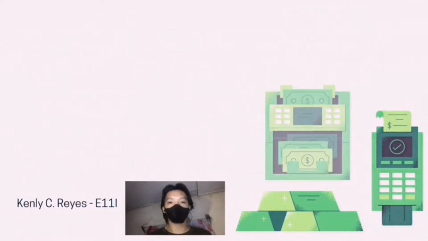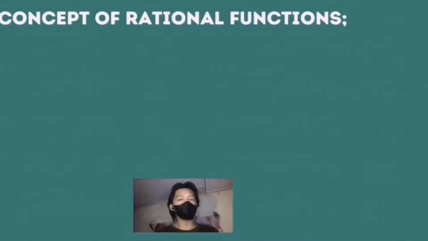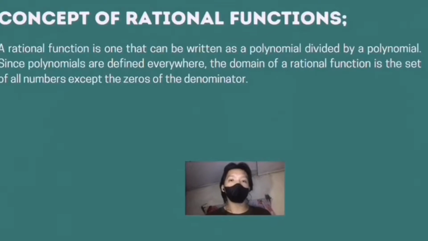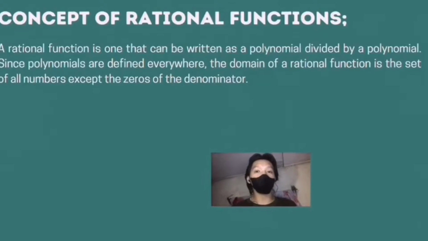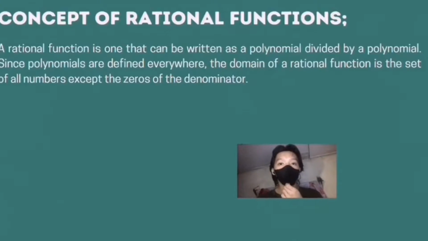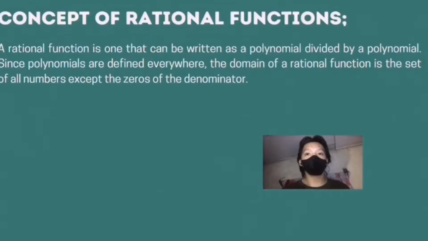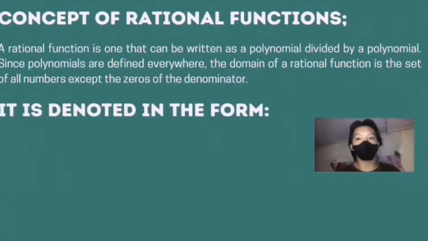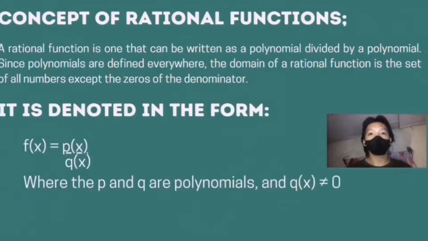Concept of rational functions. First of all, what is a rational function? A rational function is one that can be written as a polynomial divided by a polynomial. Since polynomials are defined everywhere, the domain of a rational function is the set of all numbers except the zeros of the denominator. It is denoted in the form f of x equals p of x over q of x, where p and q are both polynomials.